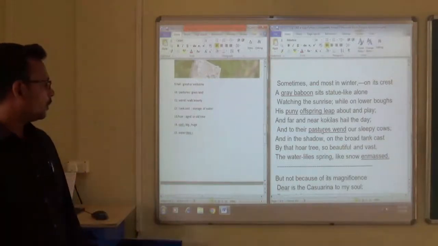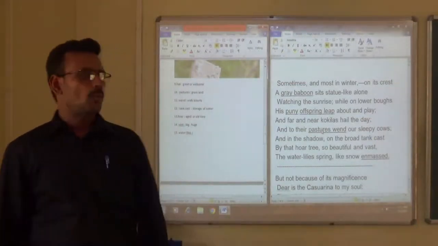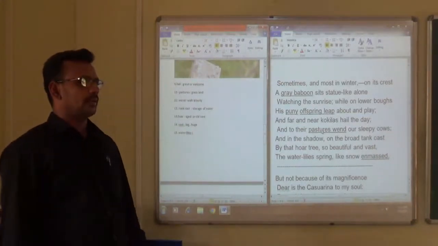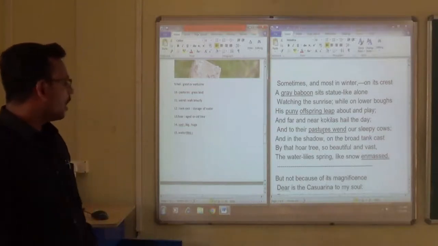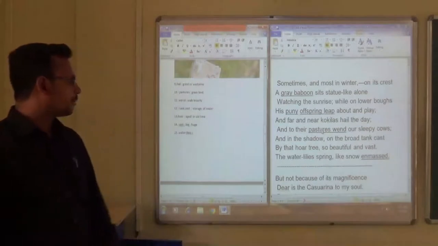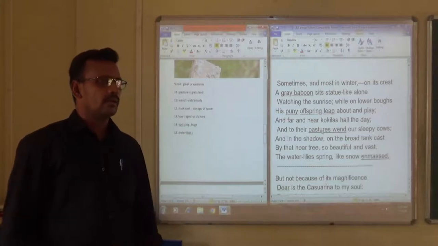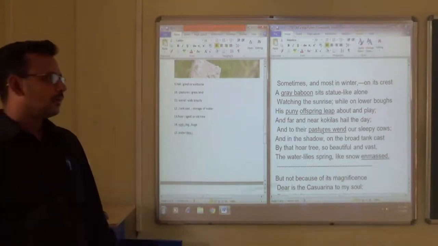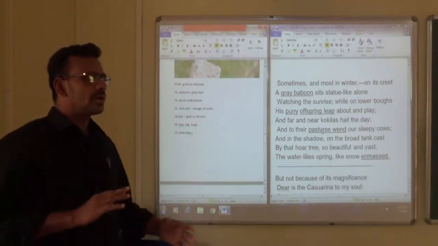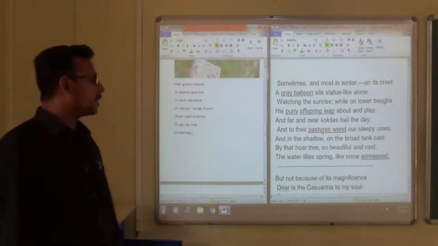And in the shadow on the broad tank cast. The next thing the poet noticed was the shadow of the Casuarina tree on the broad tank cast. Near the Casuarina tree there was a broad tank, a storage of water that can be used for drinking by animals. So here the poet noticed three things, and behold the tree so beautiful and vast.